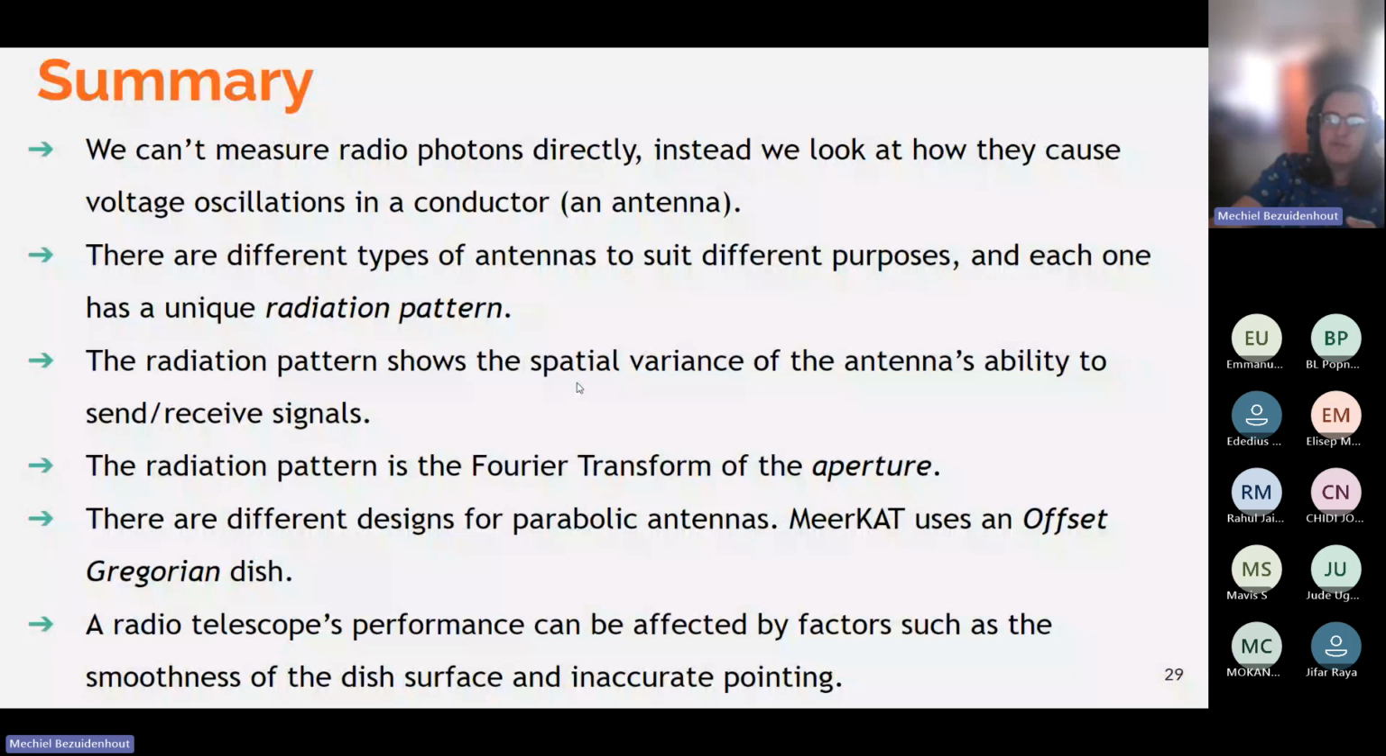The aperture for a single dish telescope is the hole through which the light is reflected. Then there are different designs for the setup of parabolic antennas. MeerKAT uses an offset Gregorian dish. And then a radio telescope's performance can be affected by many factors, including the smoothness of the dish surface and the accuracy of the pointing of the telescope.